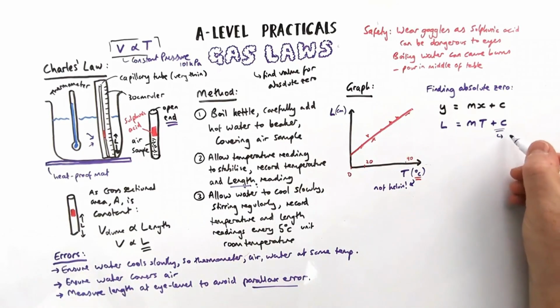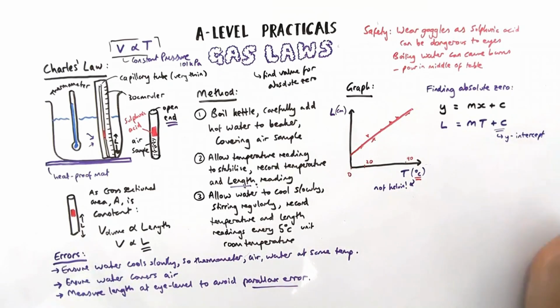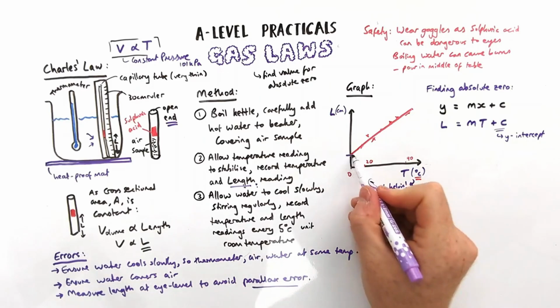So c is our y-intercept, so let's find that first of all. That's when the temperature would be 0 degrees Celsius, what would the length be? And the gradient we can calculate with a nice big triangle.